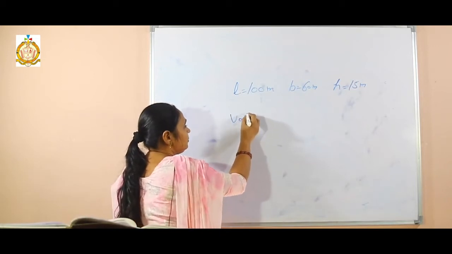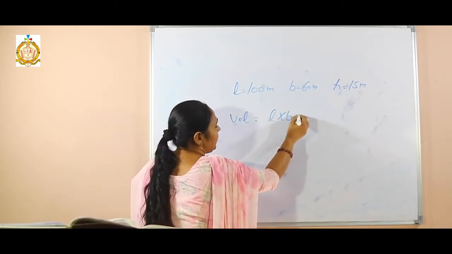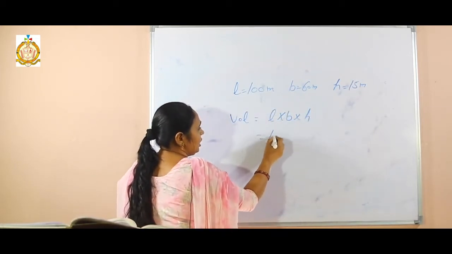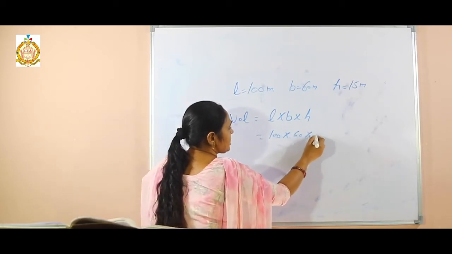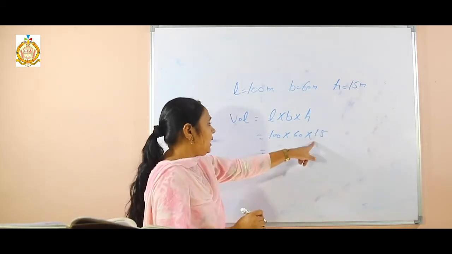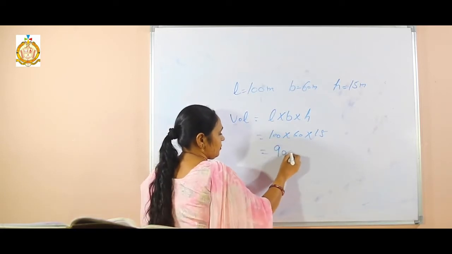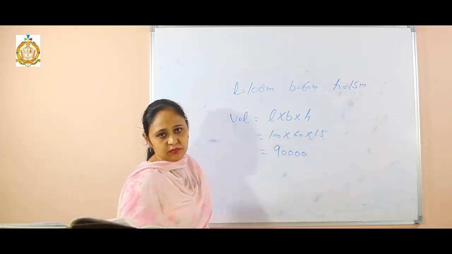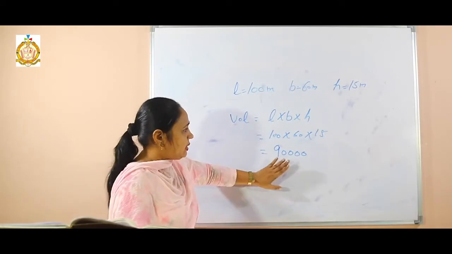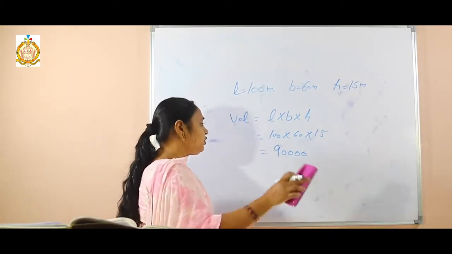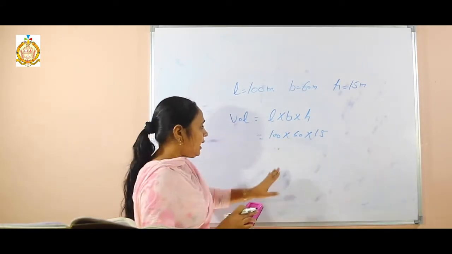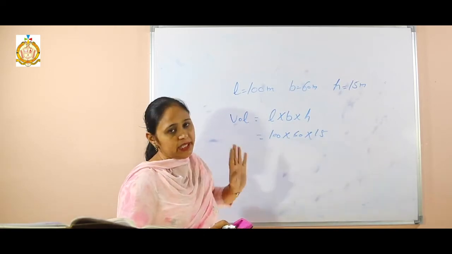Volume of the hall is length multiplied by breadth multiplied by height. 100 multiplied by 60 multiplied by 15 becomes 90,000. Okay, I just multiplied. This is my volume. Otherwise, if you don't want to do the calculation, just leave it. I know that this much air is present in that hall.